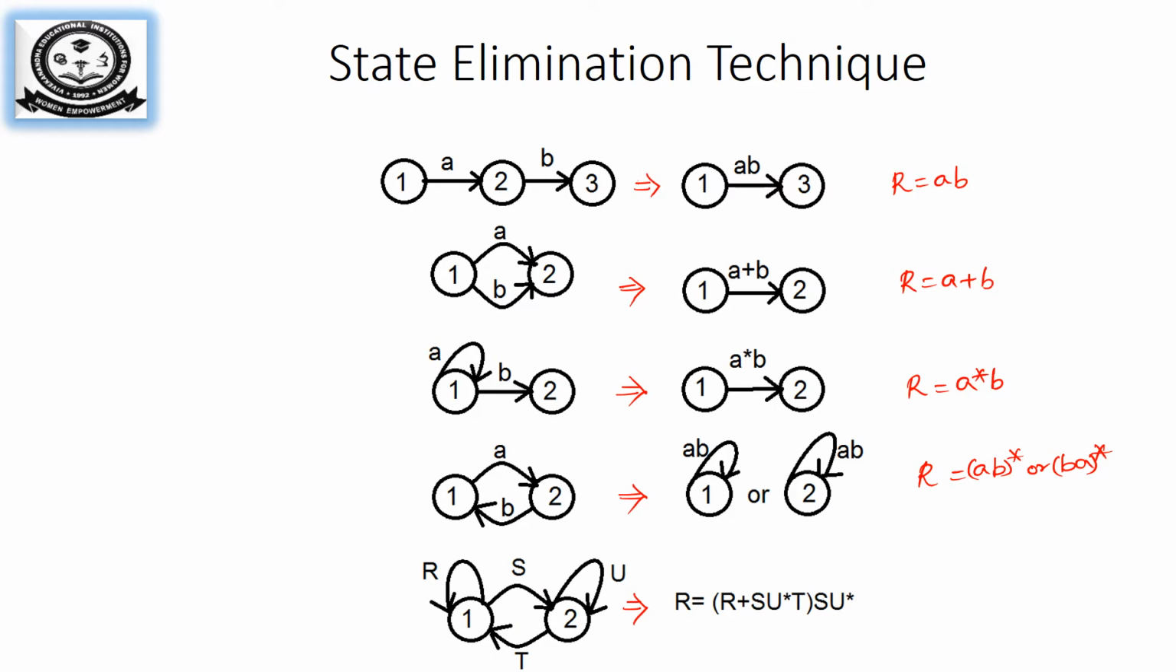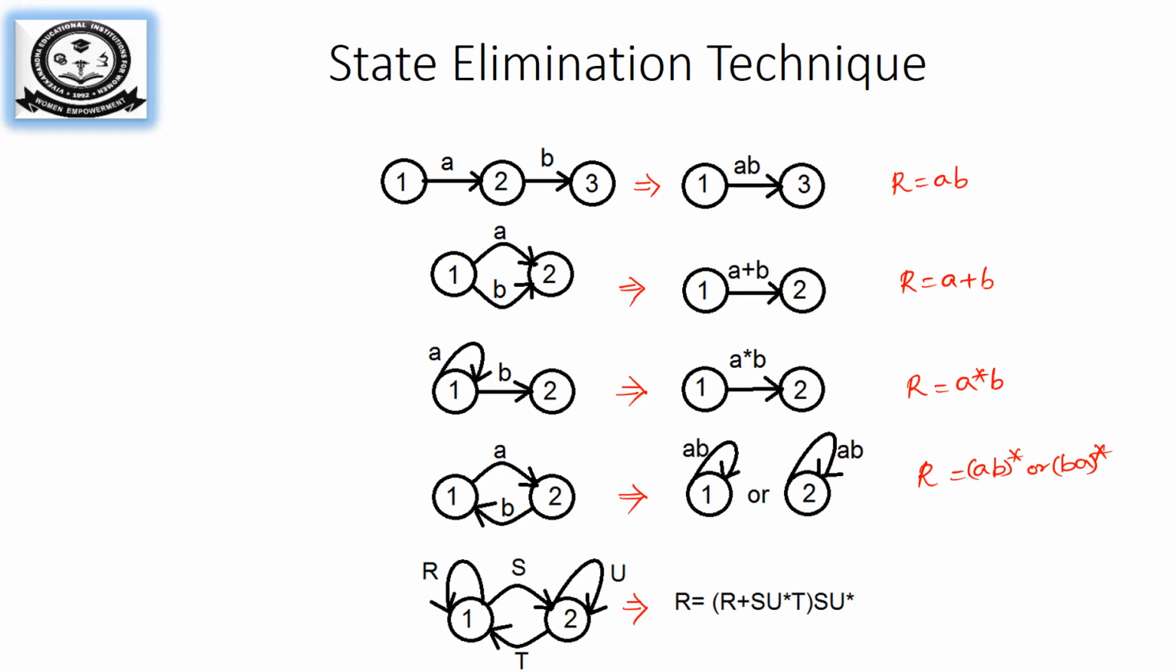Next, if you have a parallel transition from 1 to 2 with the two inputs A and B, it can be represented using an A plus B transition. In the third diagram, state 1 has a self transition A, and 1 to 2 has a transition on B. The self transition can be represented using A star, concatenated with B to 2.